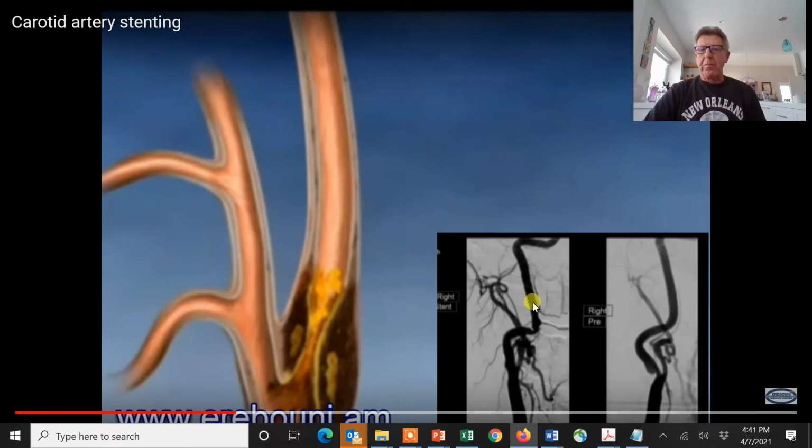You can see the open blood vessel on the left and the occluded blood vessel on the right, okay? That would be CT angiography. I just wanted to show you that.